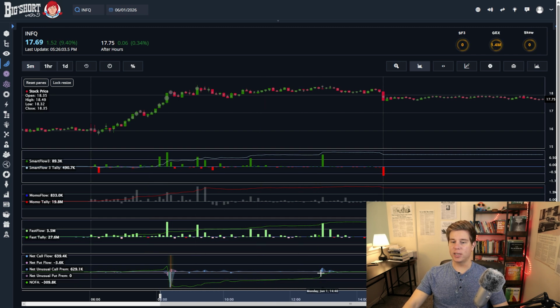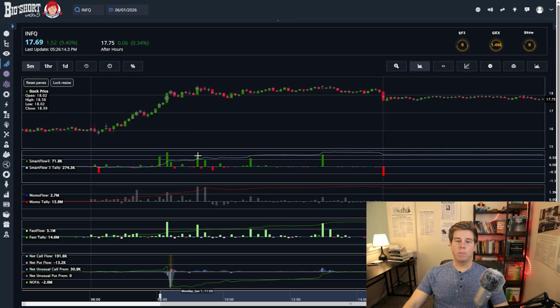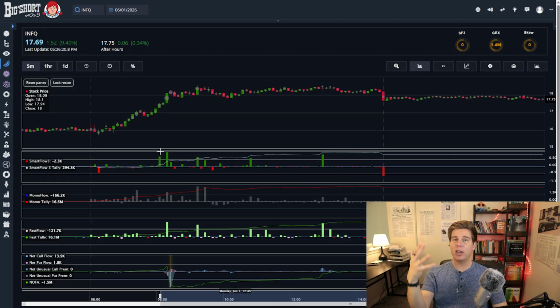So this, for example, is blue up, which means calls were bought. This here is blue down, which means calls were sold. And this here also is blue down, which means calls were sold. And the same thing here. Bars up means buying, bars down means selling for each of these. Now that you have your little BigShort crash course, here's what I'm looking for in the SF3 Reversal.